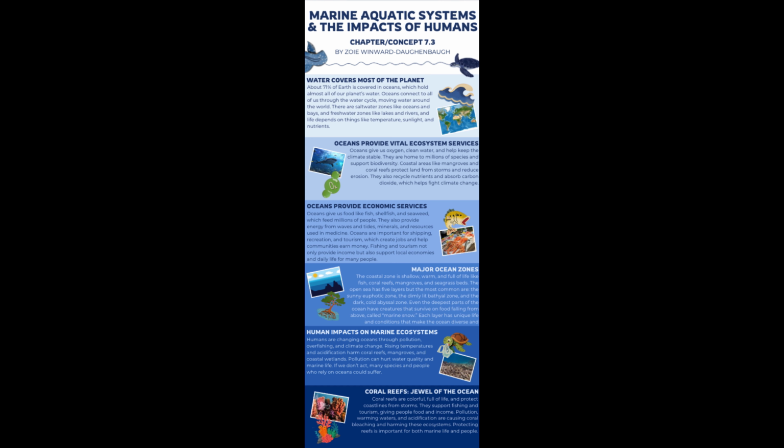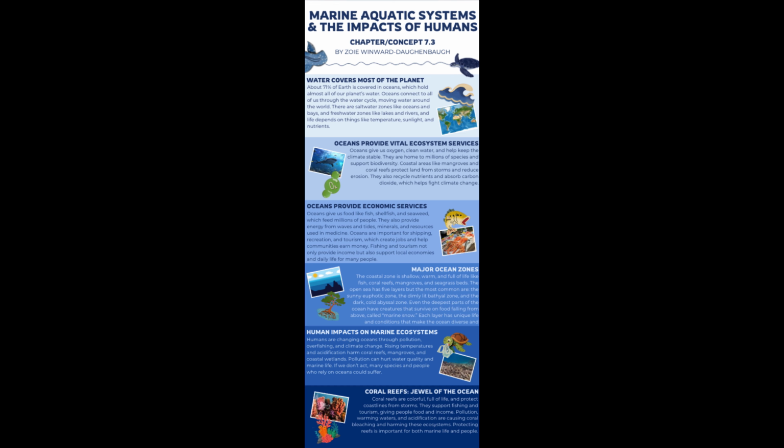My first topic was water covers most of the planet. About 71% of the Earth is covered in water, mostly oceans. Chapter 7 in our textbooks really talked about this. The ocean holds almost all of our planet's water, meaning that the oceans help move water around the world through evaporation, condensation, and precipitation. Even if you live far from the coast, the ocean still influences your weather, the water you drink, and even our climate.